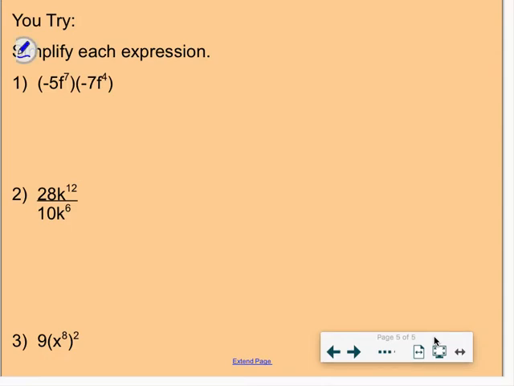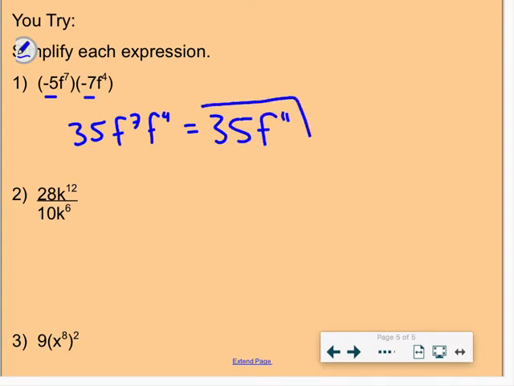First one, negative 5 f to the 7th times negative 7 f to the 4th. So let's multiply the negative 5 and the negative 7. That's 35. That's f to the 7th. That's f to the 4th. How many f's are there? There's a total of 7 being multiplied right here. We don't necessarily need to write it out, but we could. And 4 more being multiplied. So we have 35 f to the 11th power.